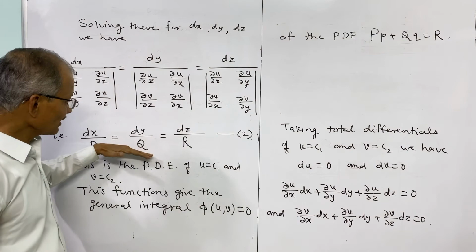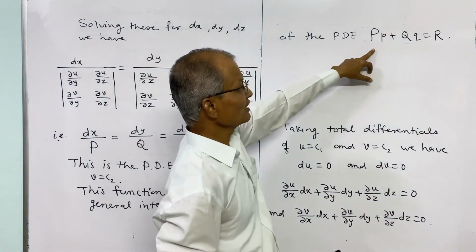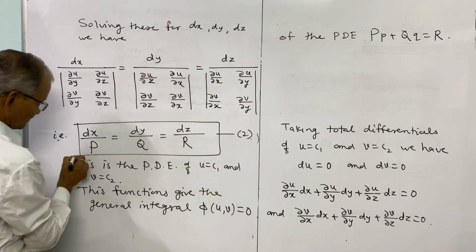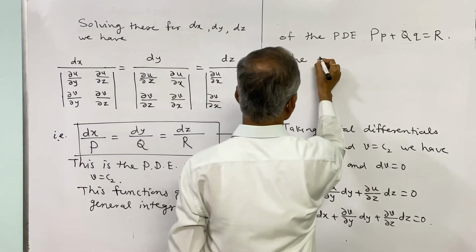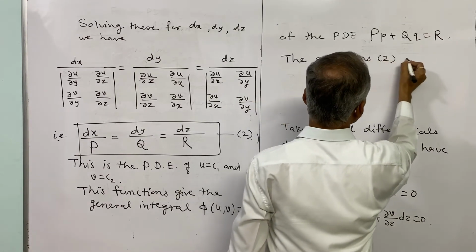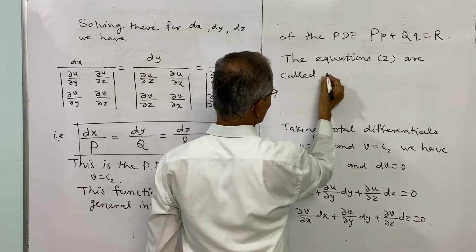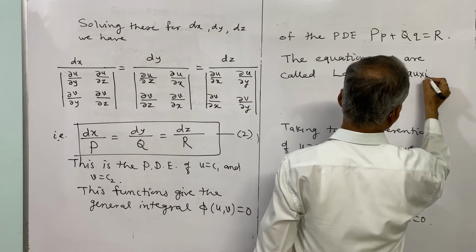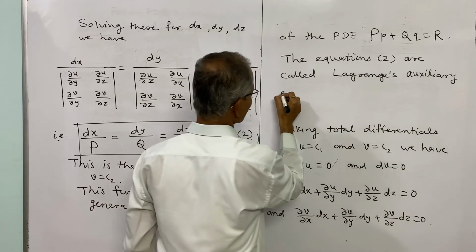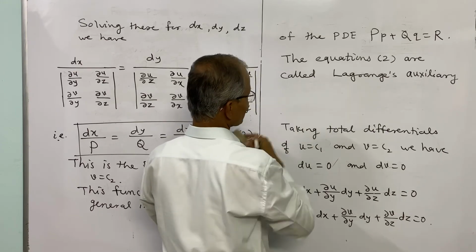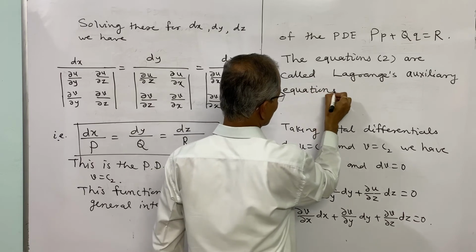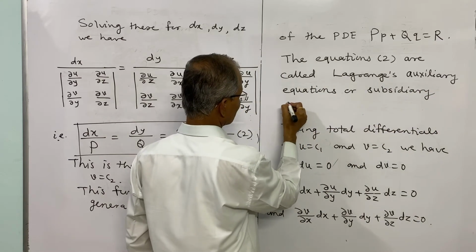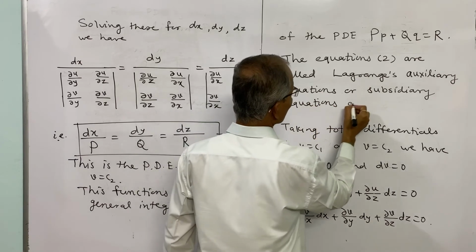And thus if this equation is to be considered for solving Lagrange's linear equation, therefore equation 2 is called Lagrange's auxiliary equations or subsidiary equations.